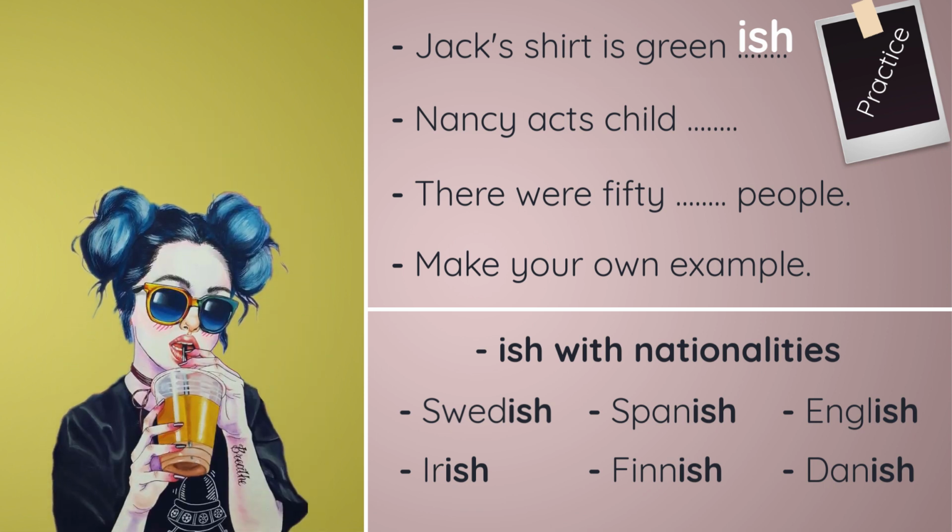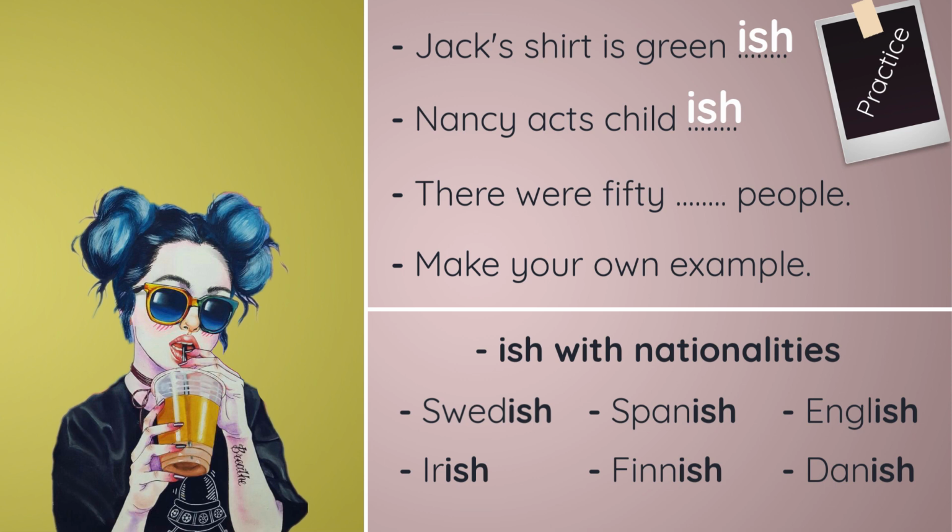Well, let's now look at another one. What's Nancy like? Well, Nancy acts child. She acts like a child. What's another way we can say this? Nancy acts childish. Childish. If someone is childish, it means they act more like a child than an adult.